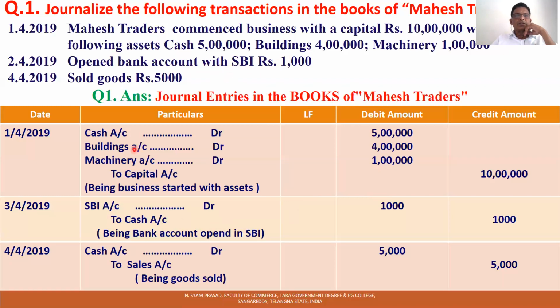This is the sold goods entry. When we sell goods, you know very well, the sales account is credited and cash is coming in, so the cash account is debited. Cash account debit to sales account, being goods sold. So this is a compound entry. These are the general entries. A compound entry means the entry which has more than two accounts.